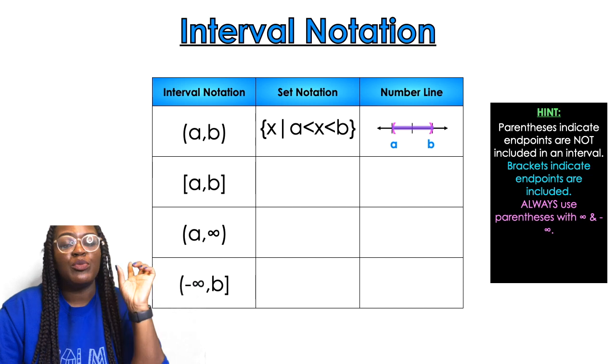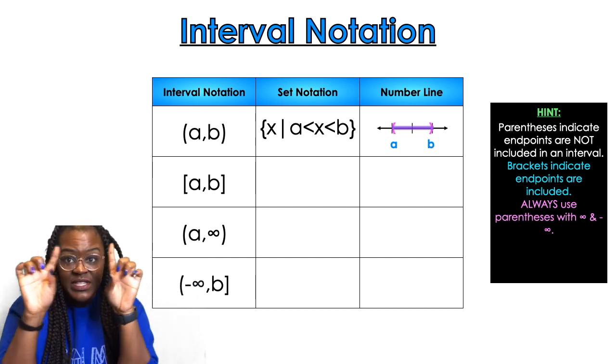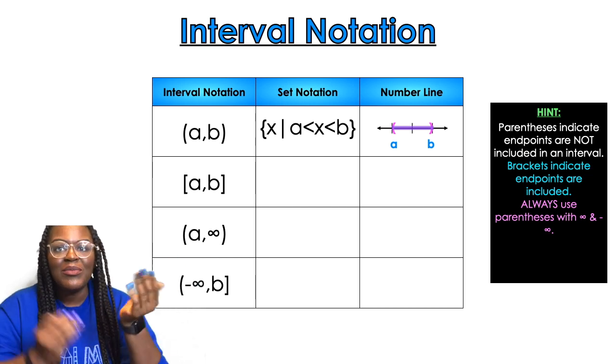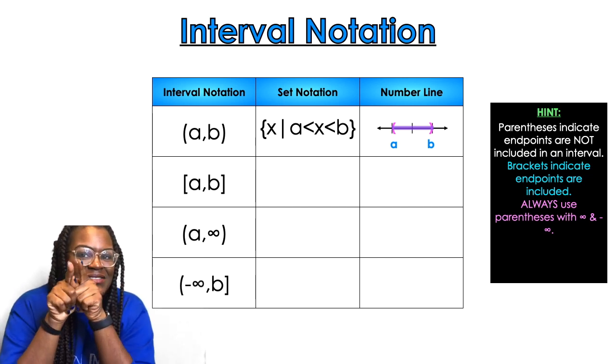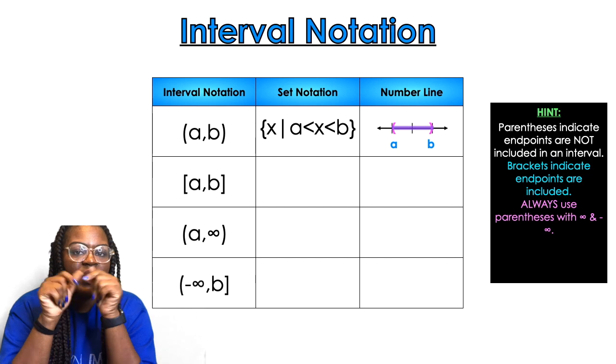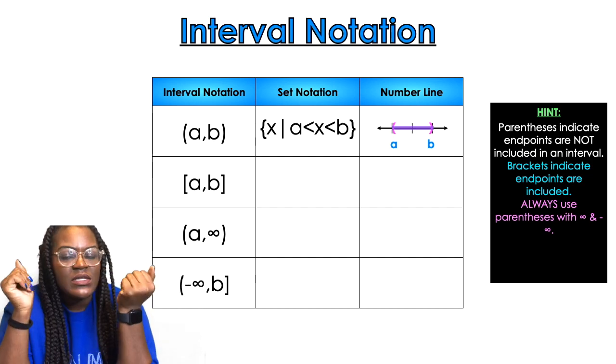But my original notation for interval notation had parentheses for both numbers. So on the number line, A gets parentheses, B gets parentheses. The number line is the easiest part. It's that set notation stuff in the middle that y'all be getting tripped up on. But it's fine. We gonna get it together.